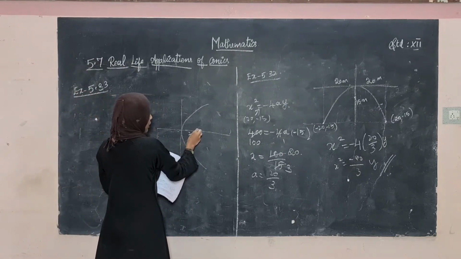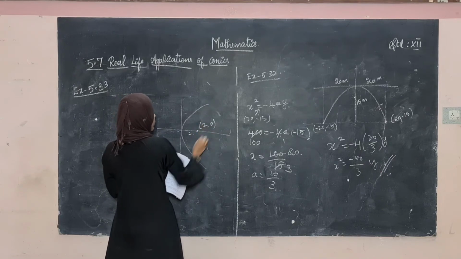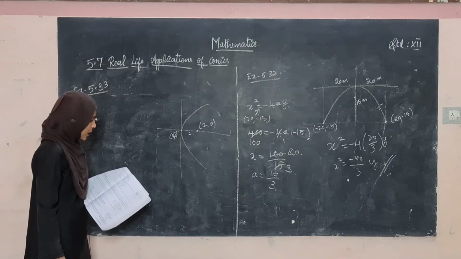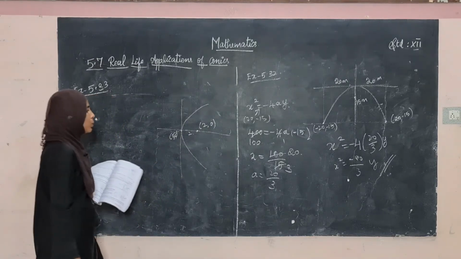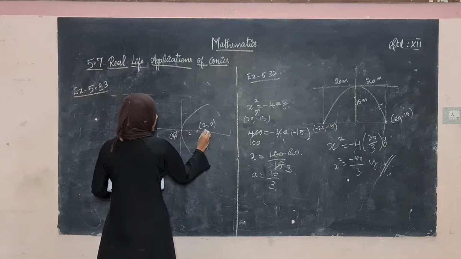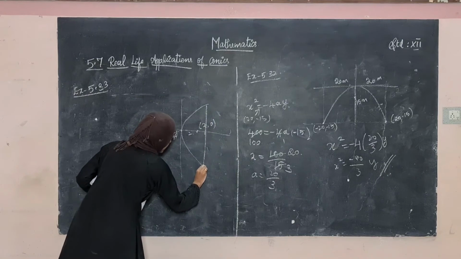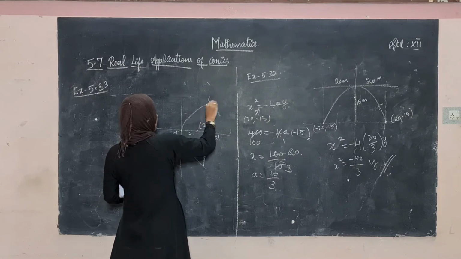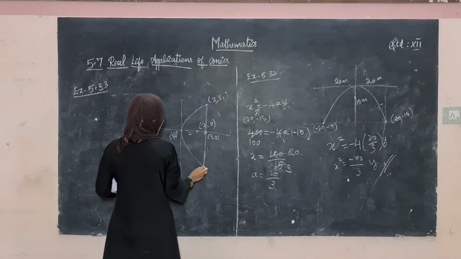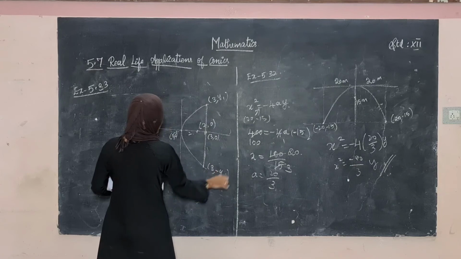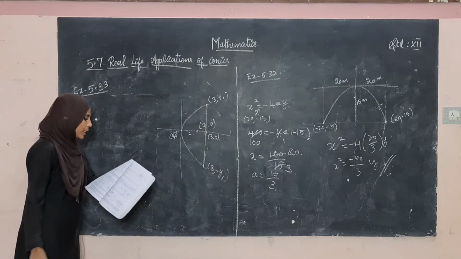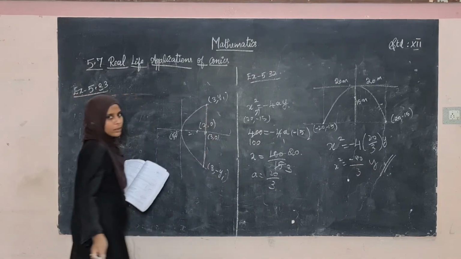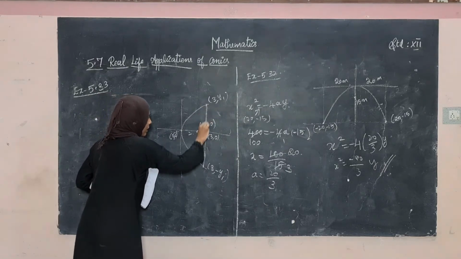So this is 2, and this is the focus. The focus point is 2, 0, and this is 0, 0, the vertex. Find the width of the antenna 3 meter from the vertex. So if this is 2 meter and another 1 meter, we have to find this width. This is 3, 0. So this will be 3, y1 and this will be 3, minus y1. You have to find the width of the antenna, that is y1 plus y1.